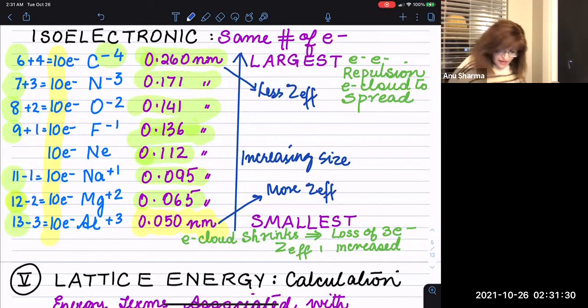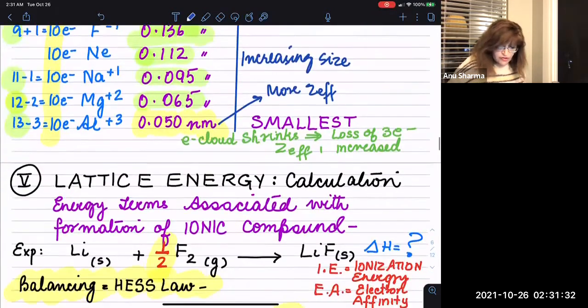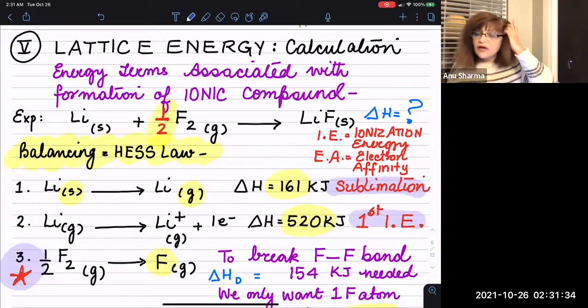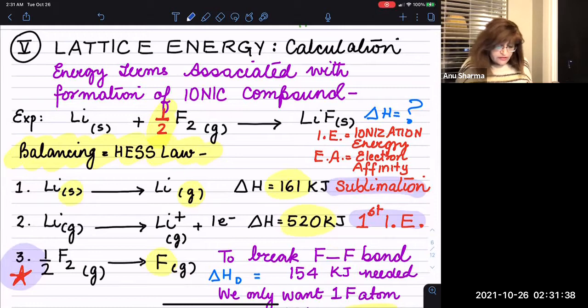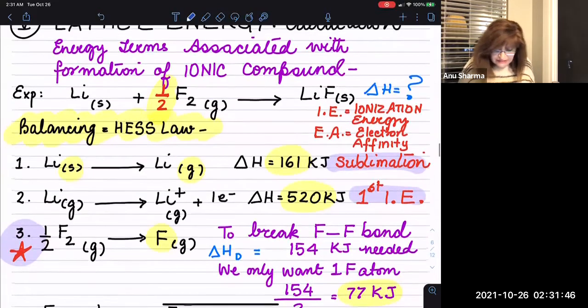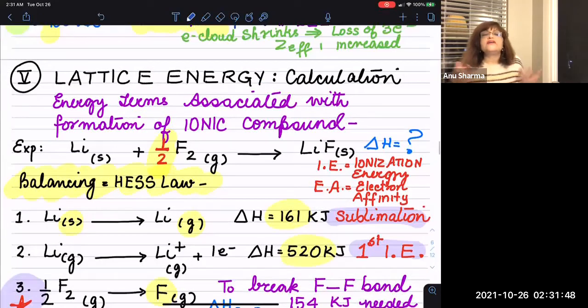Okay. All right. Now you have some idea of the ions, their charges, and the nuclear pull and all that. Now the rest is the lattice energy calculations, which is fairly easy. All you need to do is just add or subtract. That's it. Now the kind of questions that can be asked is like, what kind of energy is it? Is this the energy of sublimation? Is it the first ionization energy? Is it lattice energy? What is it?